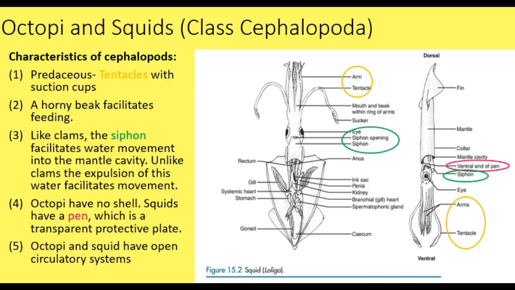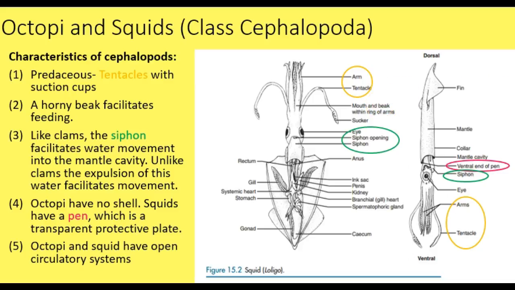Another kind of mollusk is a cephalopod. Instead of having a digging foot, cephalopods use a modified foot called tentacles as arms. They're predaceous, and they use these tentacles, which have suction cups, to capture their prey. A horny beak also facilitates feeding.